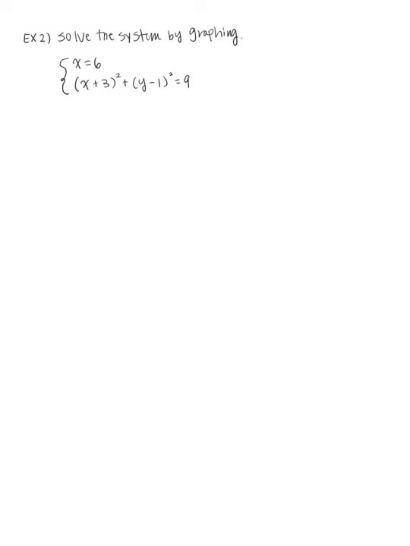All right, let's take another example here. Example 2, solve the system by graphing. So what do we got? x equals 6. And the second equation is (x plus 3) quantity squared plus (y minus 1) quantity squared equals 9. So let's first determine what kind of graph that we can get out of this. So let's first go with the first one. x equals 6. Please note that it is not a point on the graph, by the way. That is actually going to be a line, where the slope is 0 and the x-intercept is 6. So what we are going to get is just a vertical line.